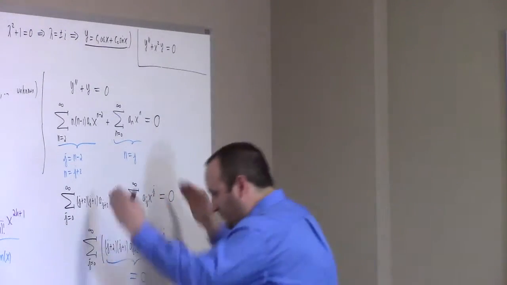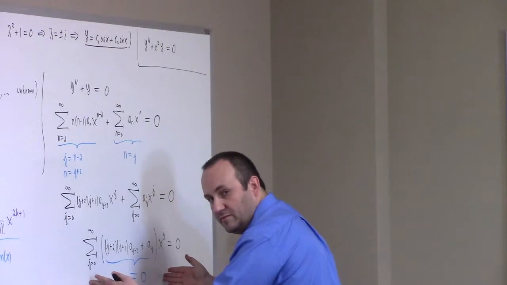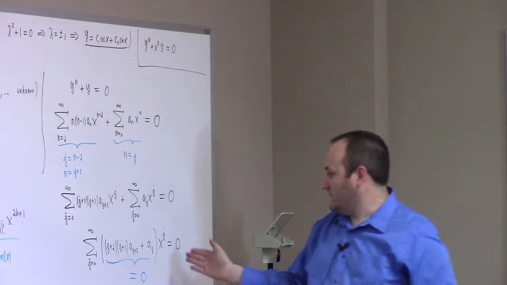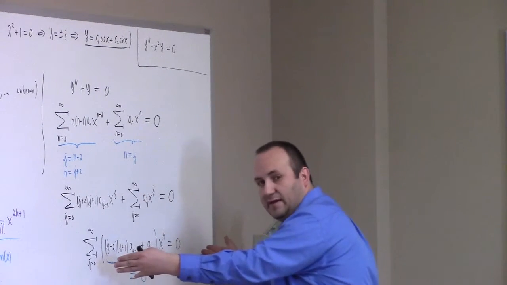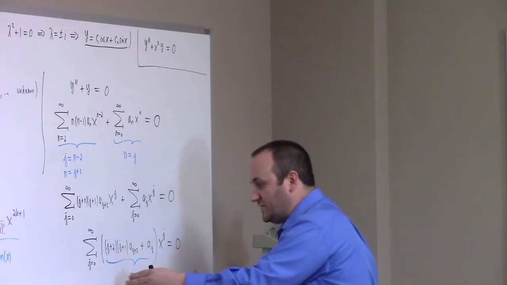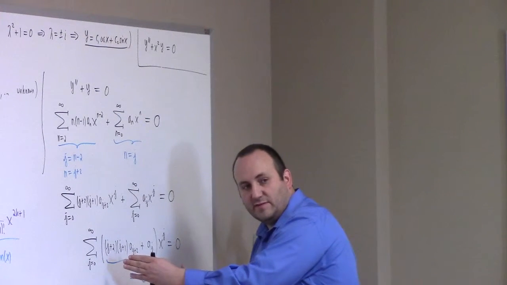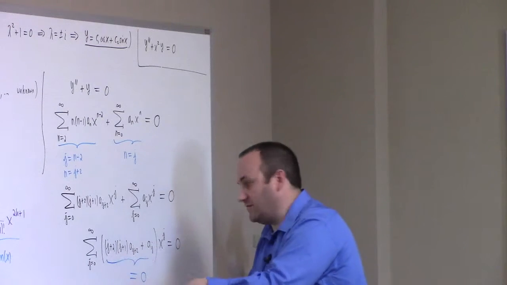Okay, now I can combine them into a single series. That single series is equal to 0. This is an identity for all x. That forces every one of these coefficients to be 0 for each j, for j equals 0, 1, 2, 3, 4, 5, 6, and so on.